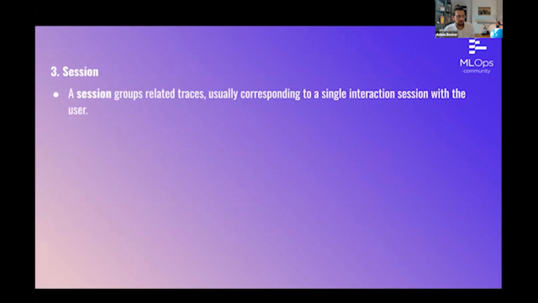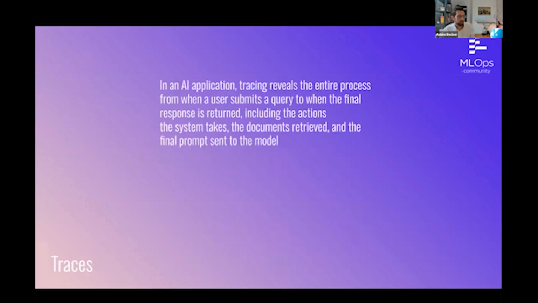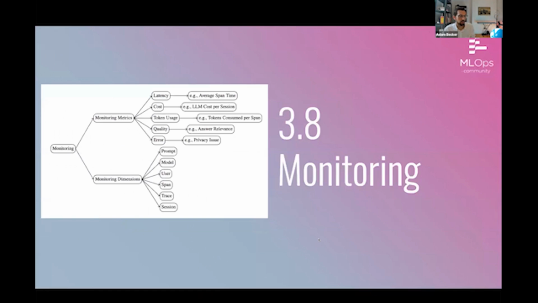Now, the session relates traces together, usually corresponding to a single interaction session with the user. So this might be a good way to think about it. The tracing level could be at the session level. You have the session ID, user ID, timestamp, cost, and then a bunch of different traces. And then each of those traces has a bunch of different spans. And there are different types of spans, right? So you can have one for just making a call to the LLM, one for making a call to an existing workflow, using specific tools, embedding, all that.